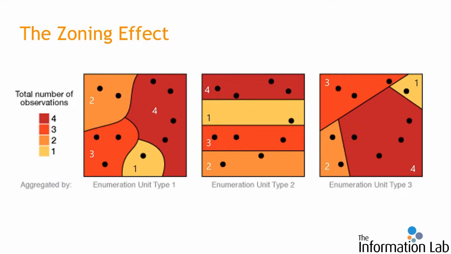And for those of you interested in US politics, this zoning effect is at the heart of redistricting. It effectively allows gerrymandering, or rigging the vote, to take place.